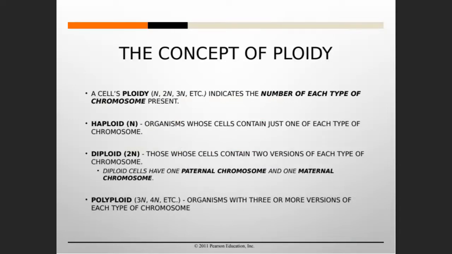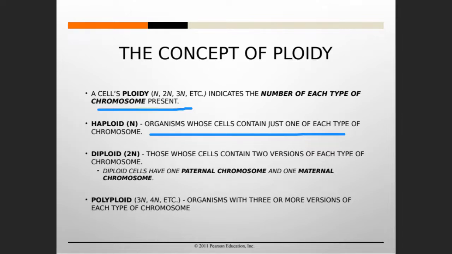All right, again, ploidy number. A cell's ploidy number: N is 1N, that's haploid. 2N, you can be tetraploid, not you, but actually that's bad when that happens with some organisms, but some plants and things are polyploid and tetraploid, right? It indicates the number of each type of chromosome present. Haploid, again, means organisms whose cells contain just one of each type. Diploid means cells contain 2 versions of each type of chromosome.